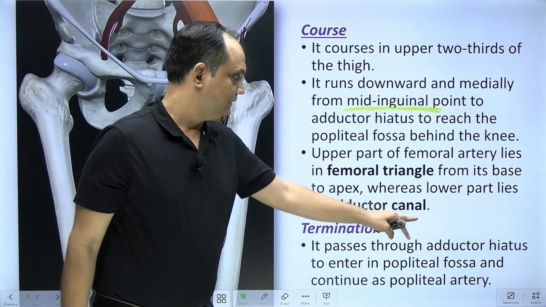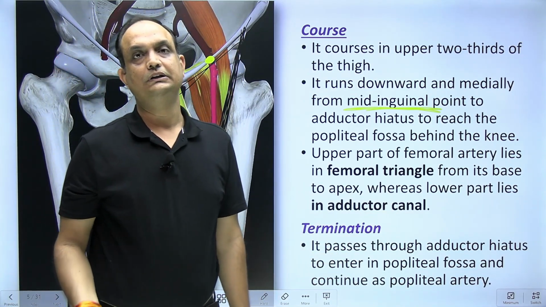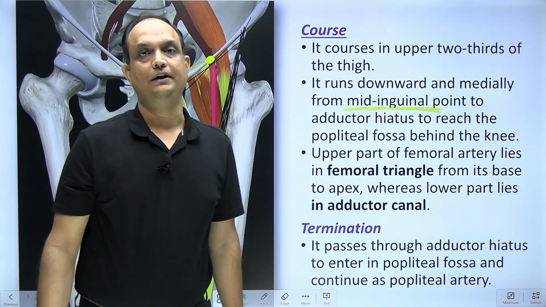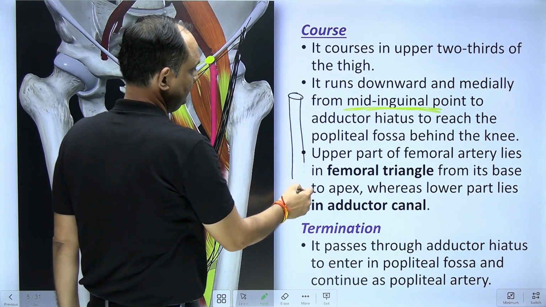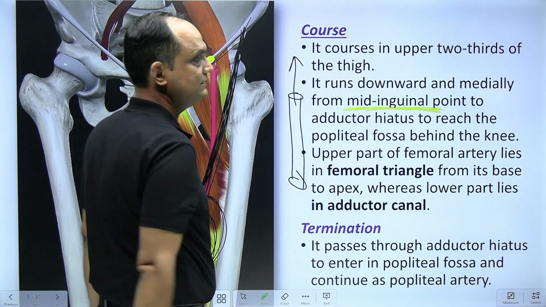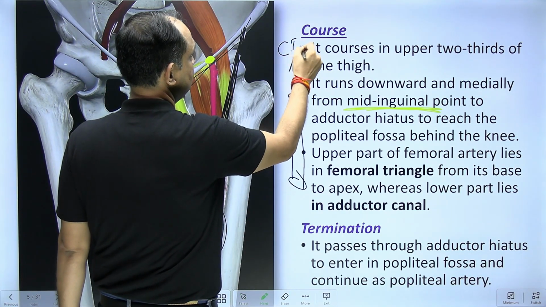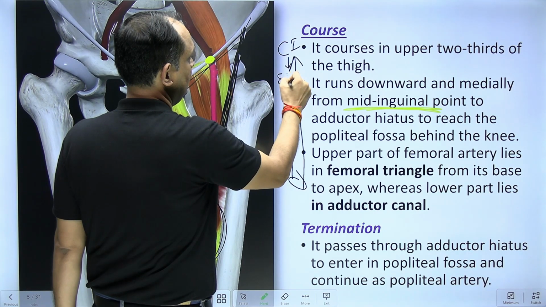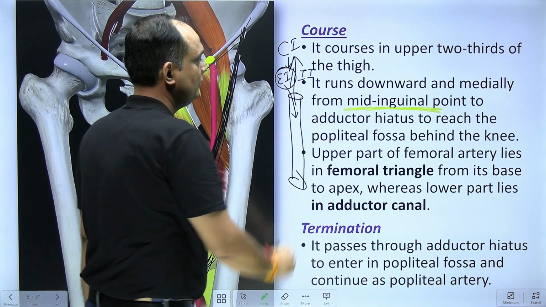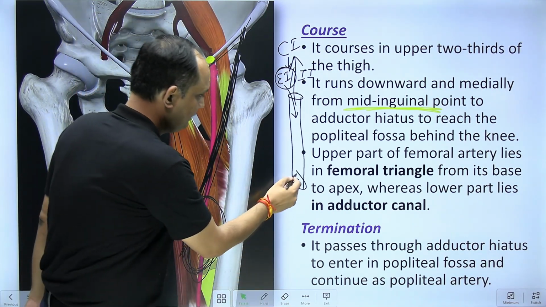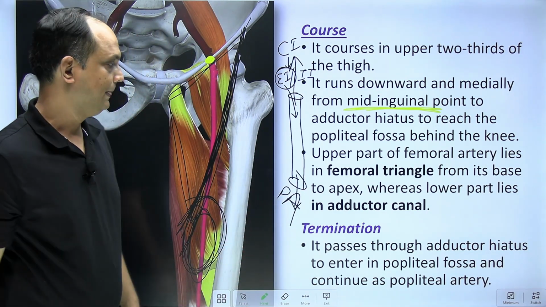The artery passes through the adductor hiatus to enter into the popliteal fossa, and we know that in the popliteal fossa the artery continues as the popliteal artery. So, sometimes you have this question: this is the femoral artery, so what is its upward continuation, or you can say it is a continuation of which artery? Here it is the common iliac, which divides into the external iliac and internal iliac, and this external iliac continues as the femoral artery, while the lower end of the femoral artery continues as the popliteal artery, clear.